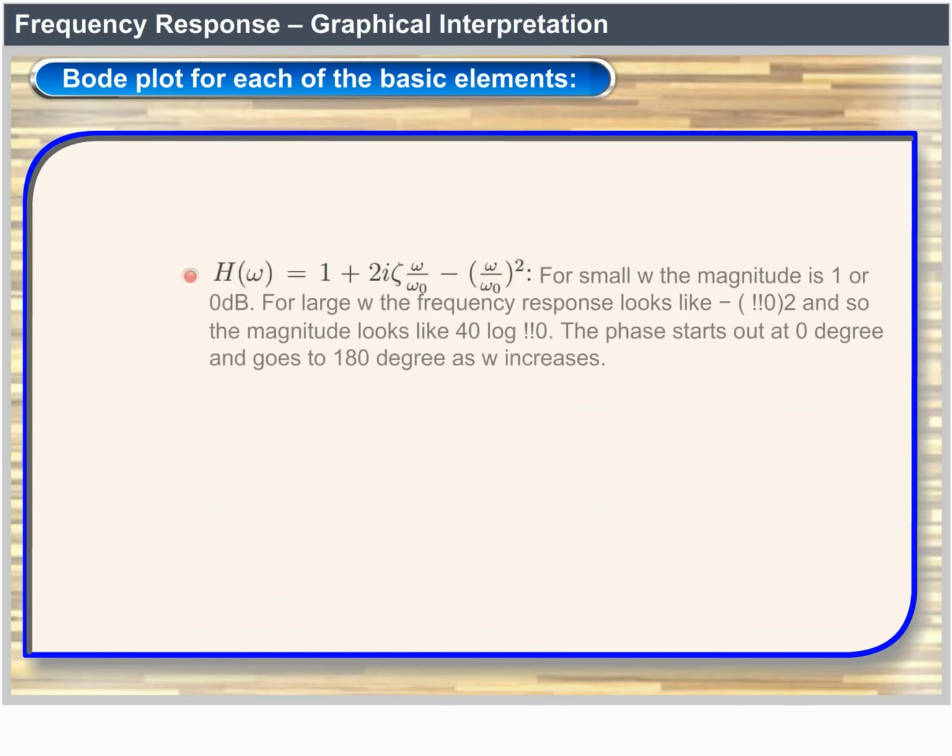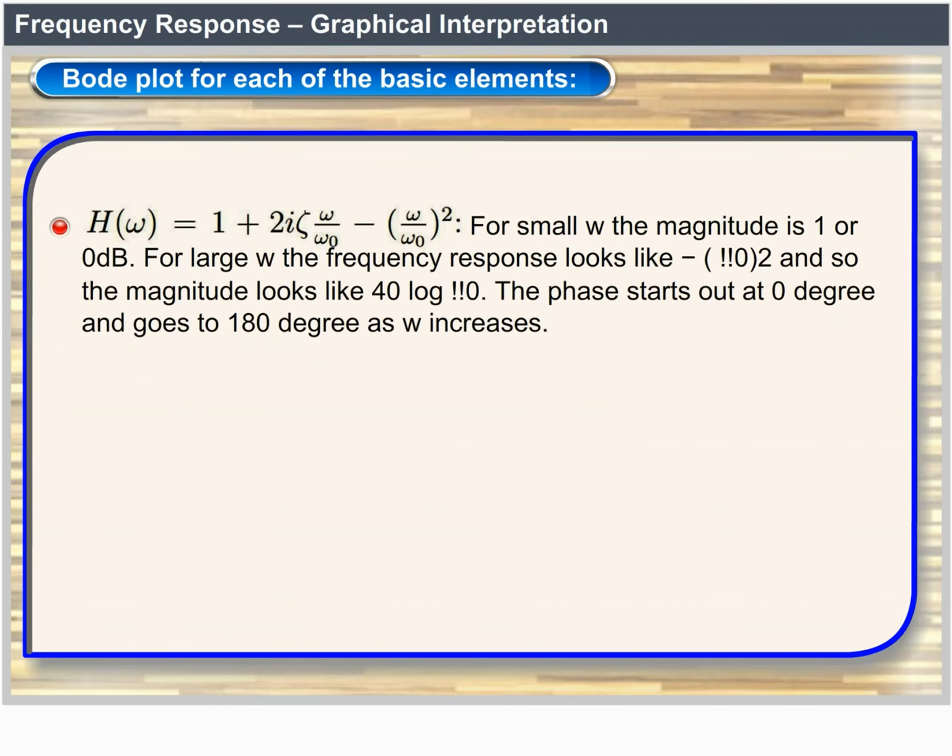H(ω) = 1 + 2iζ (ω/ω₀) − (ω/ω₀)². For small ω, the magnitude is 1, or 0 dB.